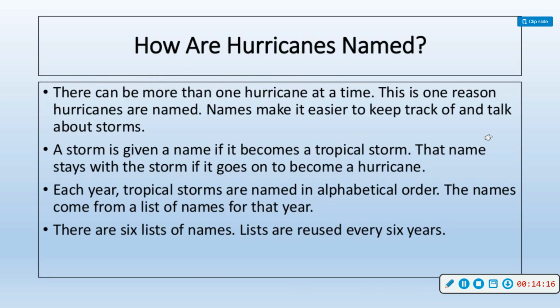So, how are they named? Hurricanes go by alphabetical order. There can be more than one hurricane at a time. This is one reason hurricanes are named. Names make it easier to keep track of and talk about storms.